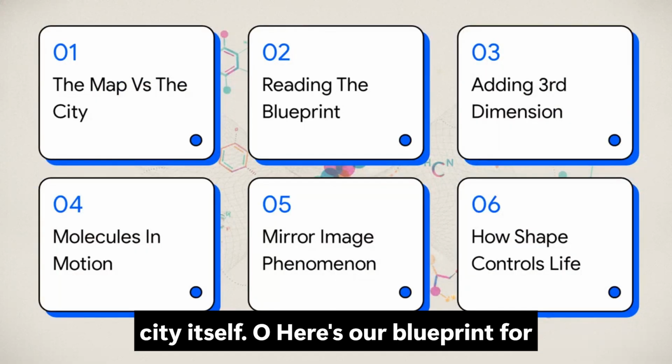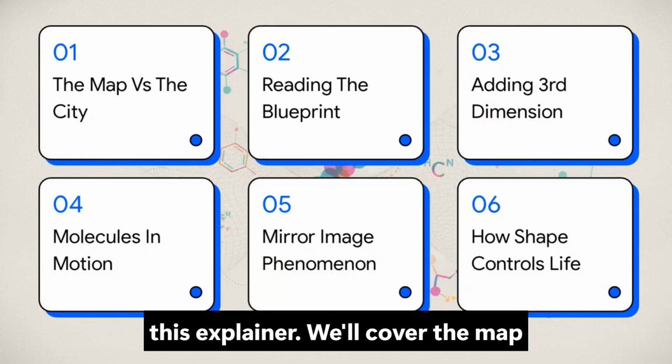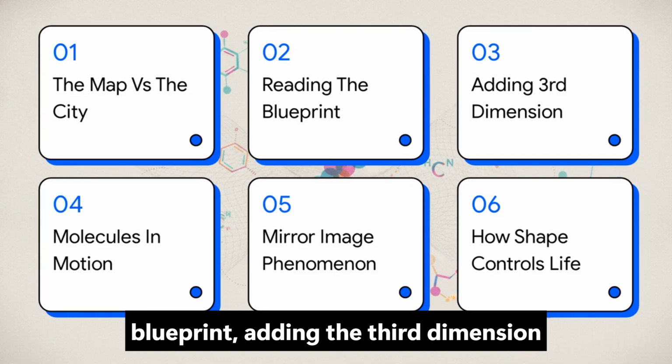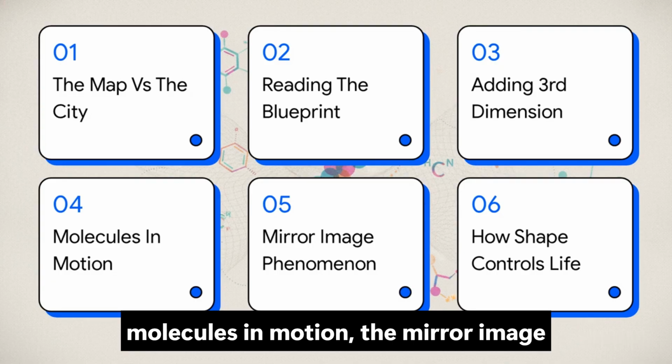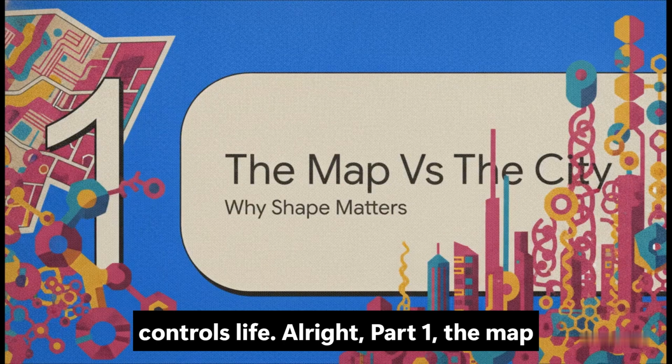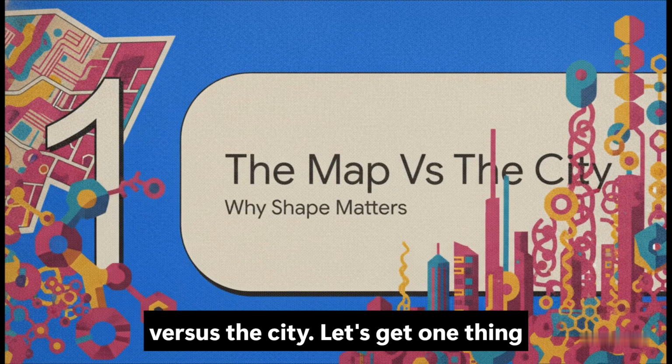So here's our blueprint for this explainer. We'll cover the map versus the city, reading the chemical blueprint, adding the 3rd dimension, molecules in motion, the mirror image phenomenon, and wrap up with how shape controls life. All right, part 1, the map versus the city.